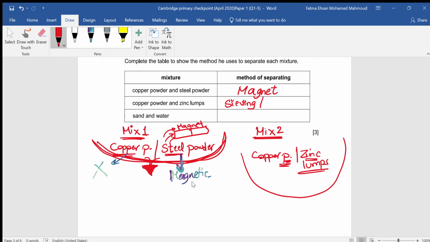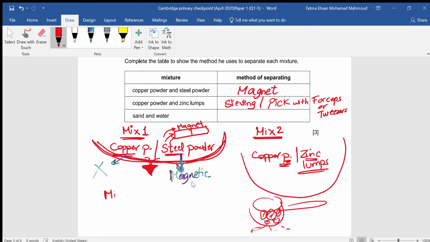لأن ده عندي powder وهنا عندي zinc lumps. لو عملت sieving مثلا ال powder will be down and the lumps will stay on the top of the sieve. يبقى ممكن أعمل sieving. ممكن حد تاني يقول لي there is another way. Since the zinc is in the form of lumps, I can pick up with forceps or tweezers. يبقى sieving أو pick with forceps أو tweezers. Both are correct. طب, mixture number three. I have sand and water. What can I do with sand and water?